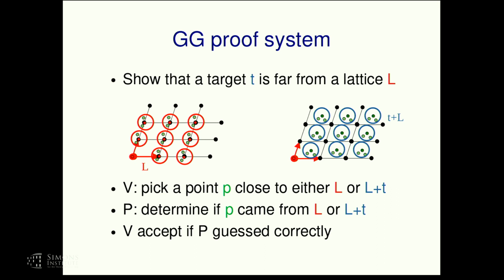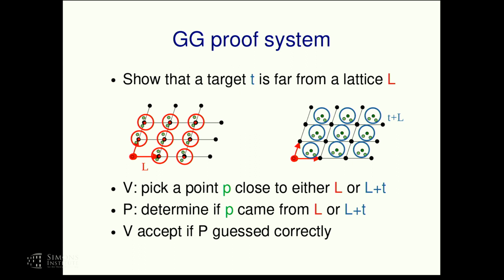Once the verifier makes this random pick, it will choose a point that is either close to the first set of points, so anywhere in these red circles in the picture, or it will choose a point which is inside the blue circles. So it will decide to be either here or there, and then it chooses a point that is close to one of these two collections of points. It sends this point to the prover, and the prover has to guess if this point was picked from the red circles or from the blue circles. If the prover can come up with the right guess, then the verifier will take it as evidence that T is far away from the lattice, and I will illustrate in a moment why that provides some evidence.